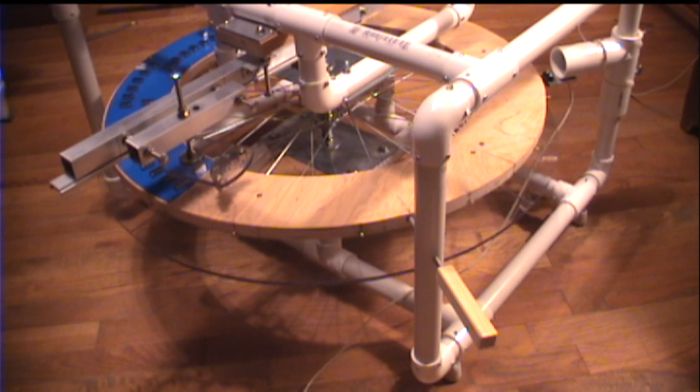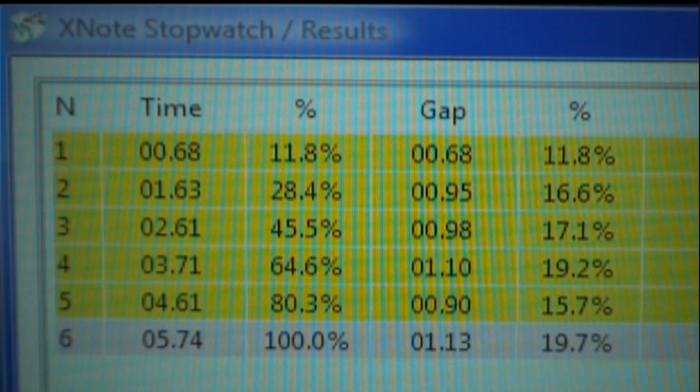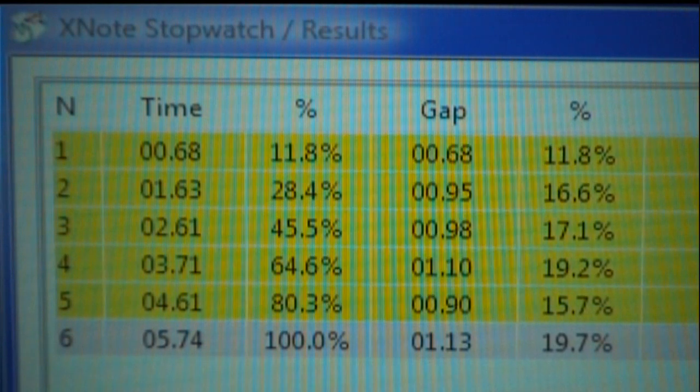I'd like to start this video by showing you the X-Note stopwatch results window as seen at the end of video number 36 and explaining those results to you. Compared to the previous test at 7.49 seconds, this does look to be an impressive gain. I have actually reduced my overall elapsed time by 1 3/4 seconds, which is a 23% gain in efficiency.